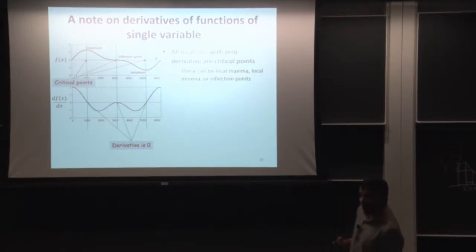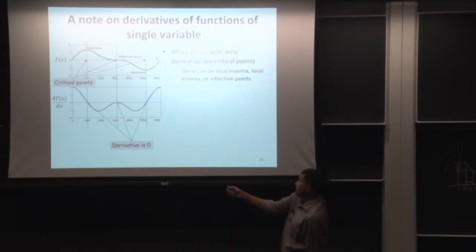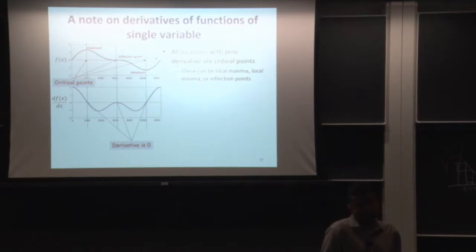So if you looked at the derivative over here, what happens? The derivative is going to be maximum here. It's also going to be 0 here. It's also going to be 0 at the inflection point, because at the inflection point the function sort of stopped changing for a very, very brief while. And then it's also 0 at the minimum.